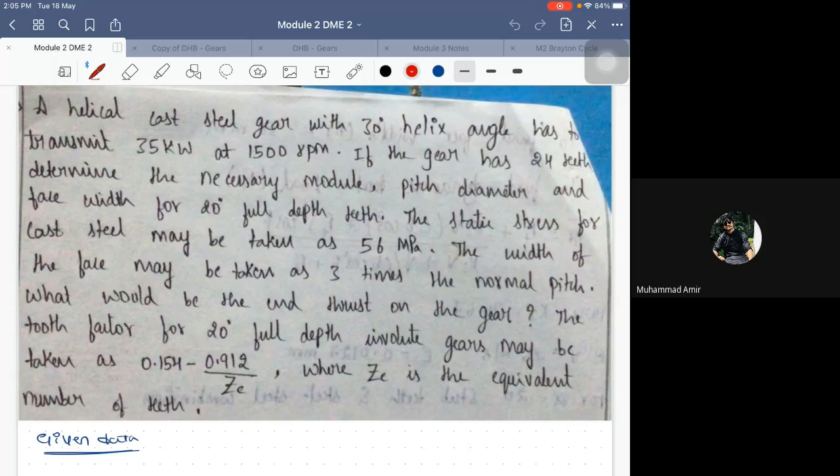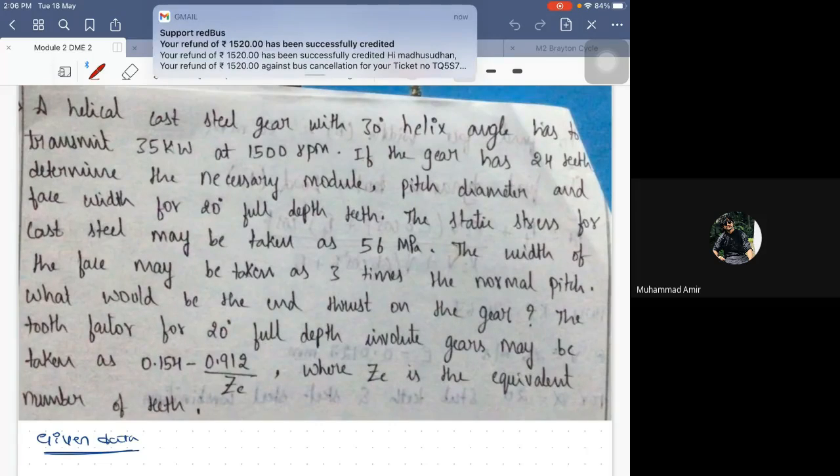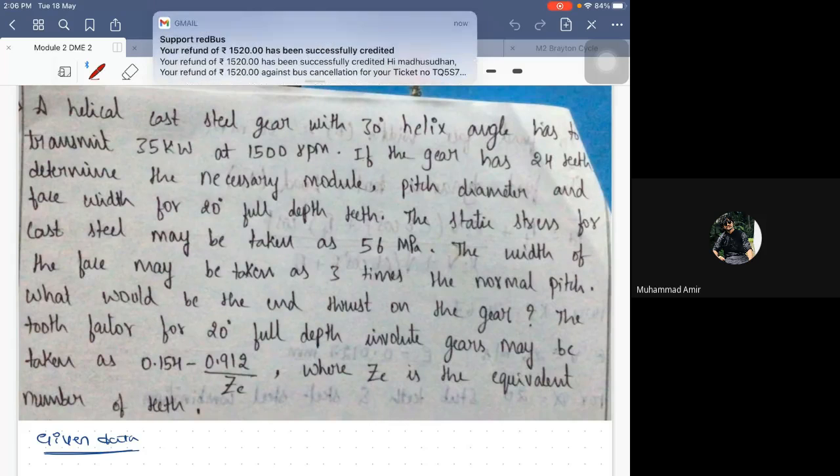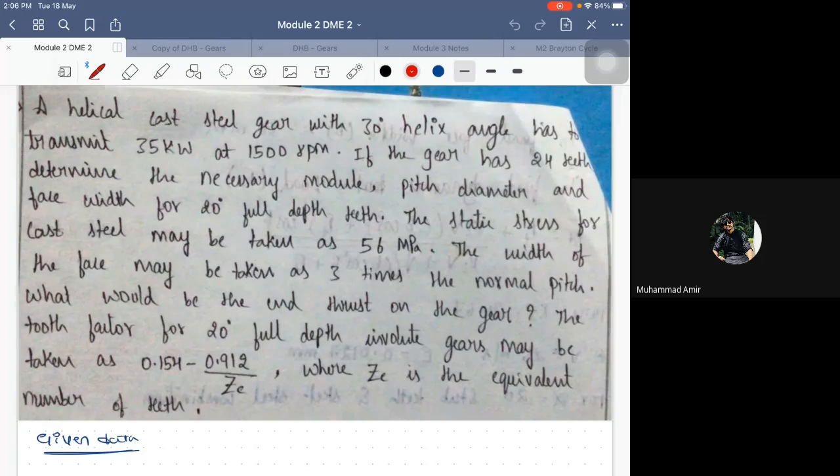But I even suggest that you solve the questions from the question paper, then only you'll get the broader idea. Most of the concepts will be very much the same, 80 to 90% the same. If you discover a new concept, please bring it up in the class and we'll discuss it. Today will be the last class on spur and helical gears. From tomorrow, we will be discussing worm gears.